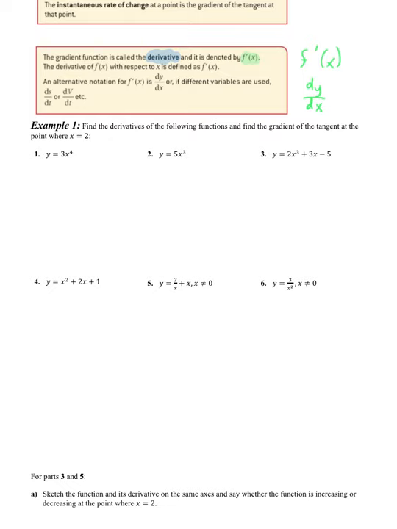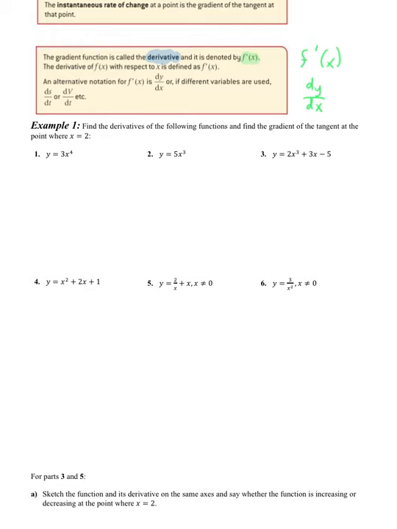I think sometimes one is used over the other, but it just means the derivative of y with respect to the derivative of x. And then it also says you could do ds over dt, which is like speed and time, dv over dt is volume and temperature, or volume and time. You know, there's a lot of different things we could do derivatives with.